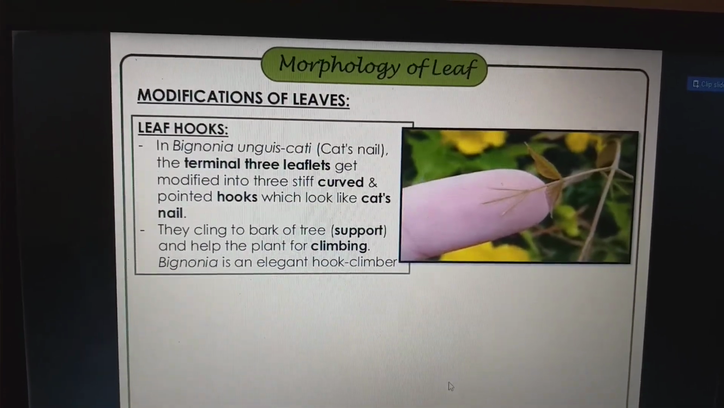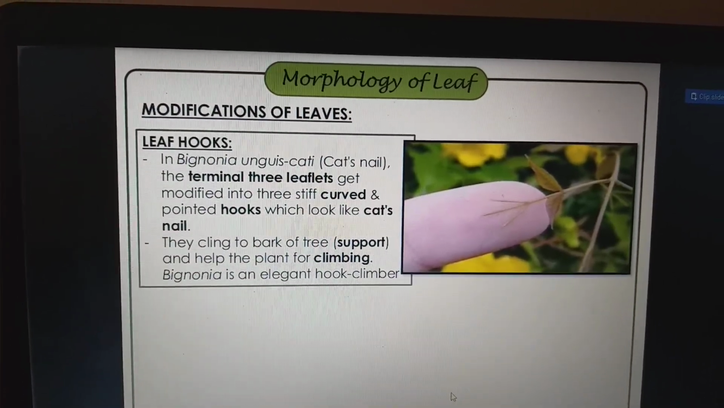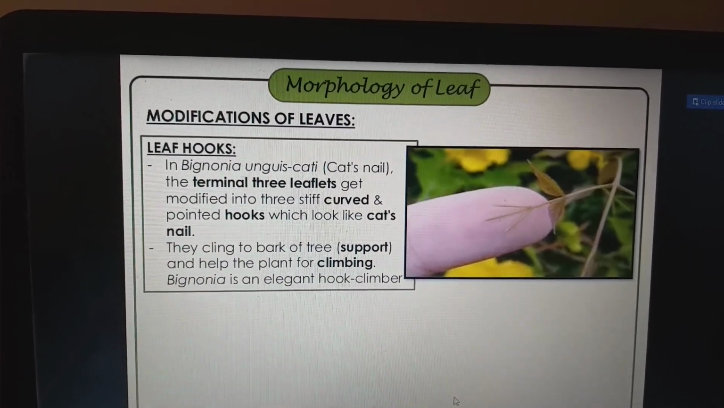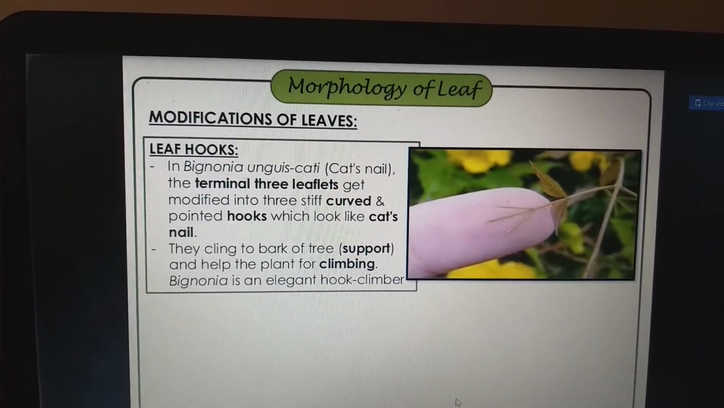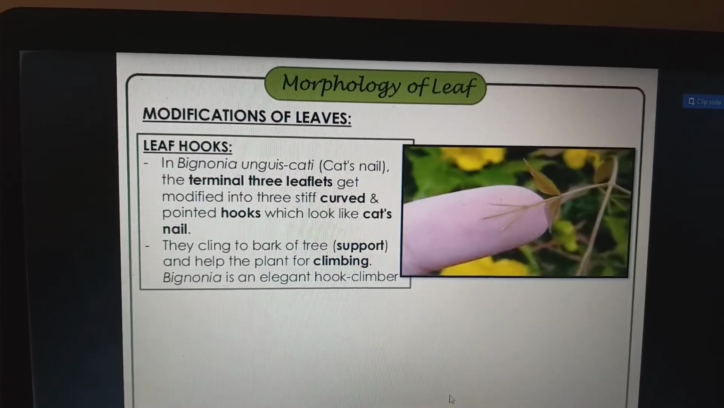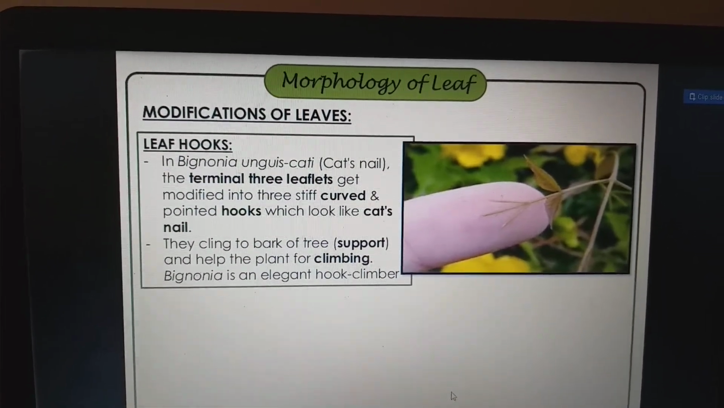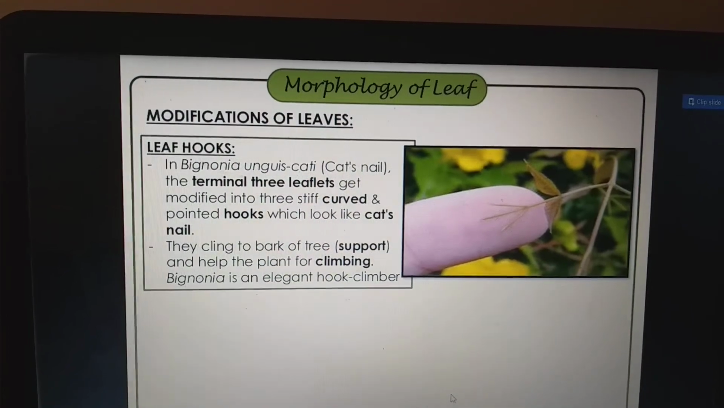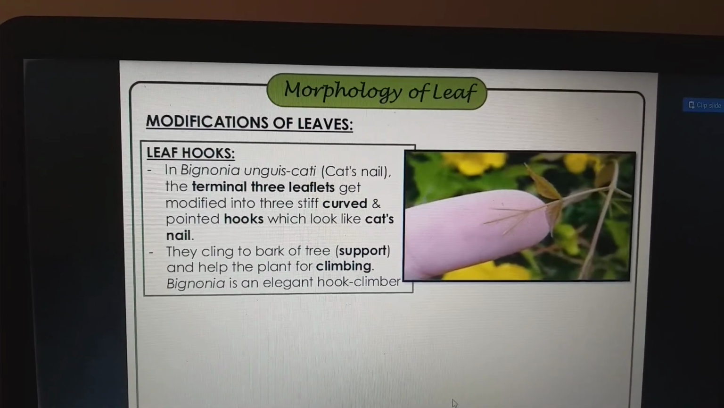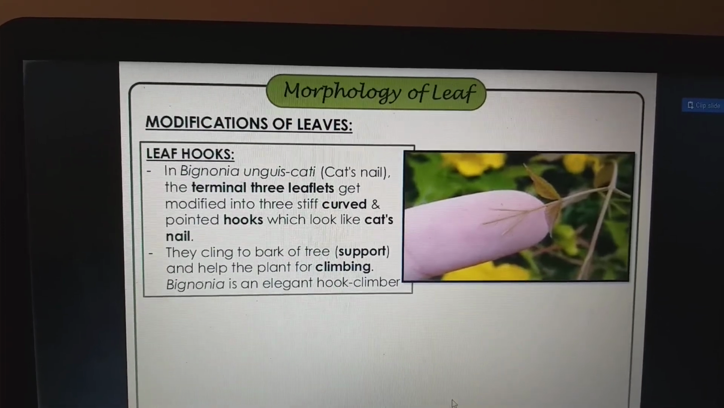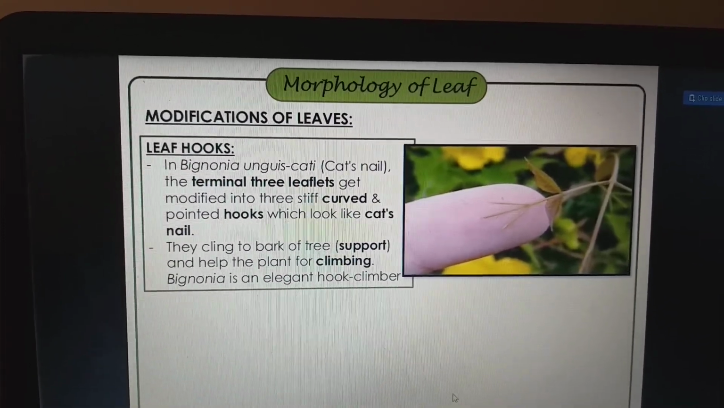Next, leaf hooks. In Bignonia unguis-cati, which means cat's nail, the terminal leaflets get modified into 3 stiff, curved and pointed hooks, which look like a cat's nail. So they cling to the bark of the tree for support and help the plant in climbing. So Bignonia is an elegant hook climber.